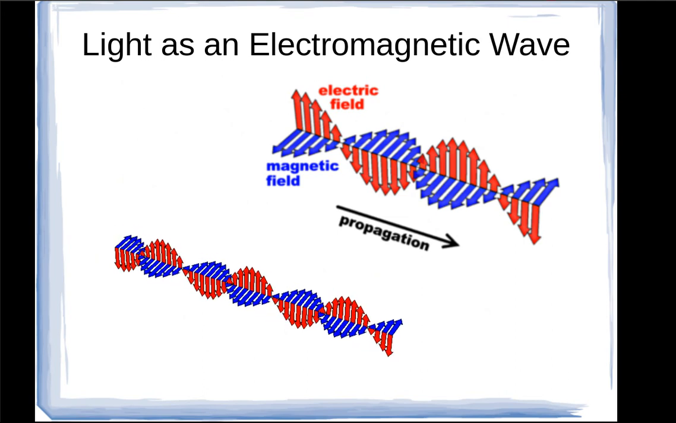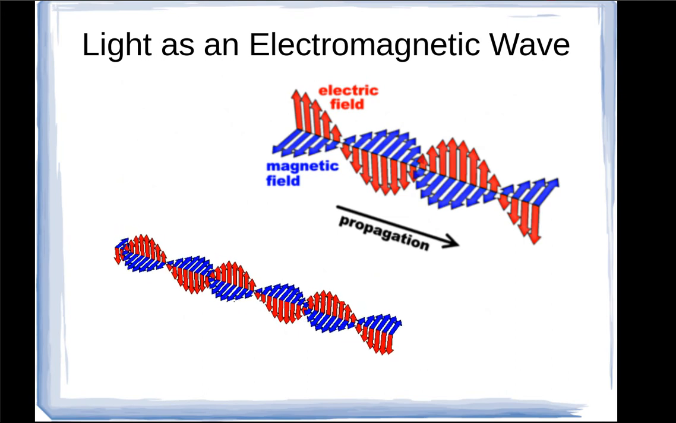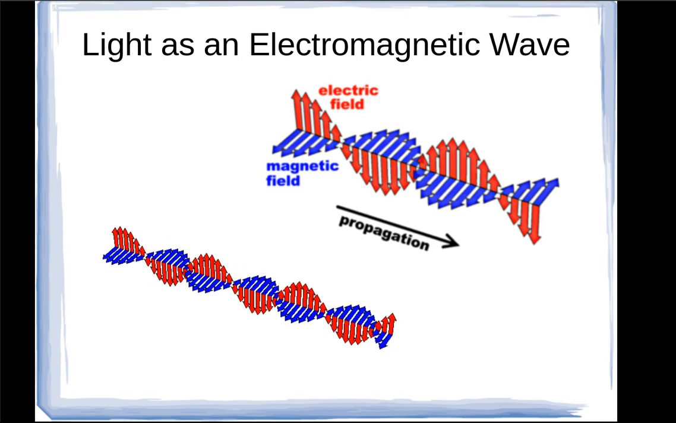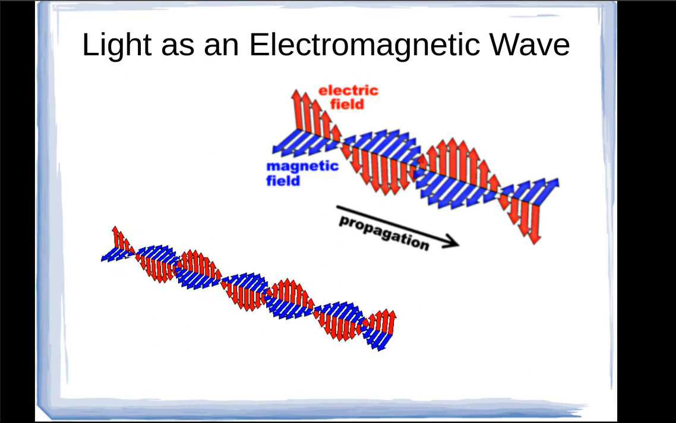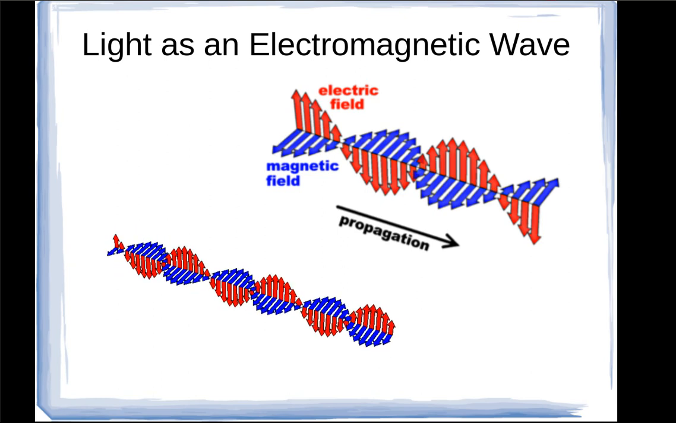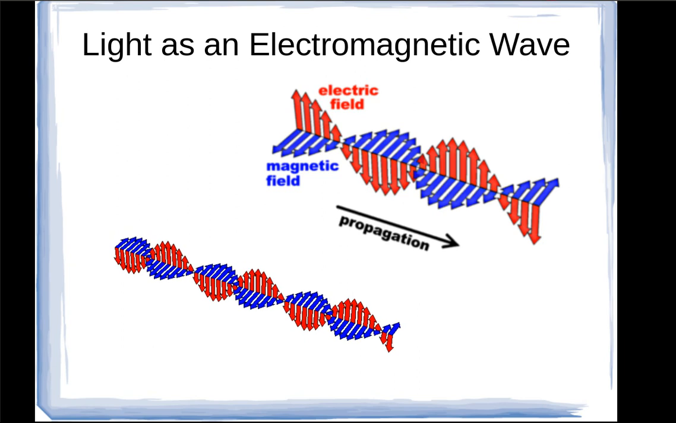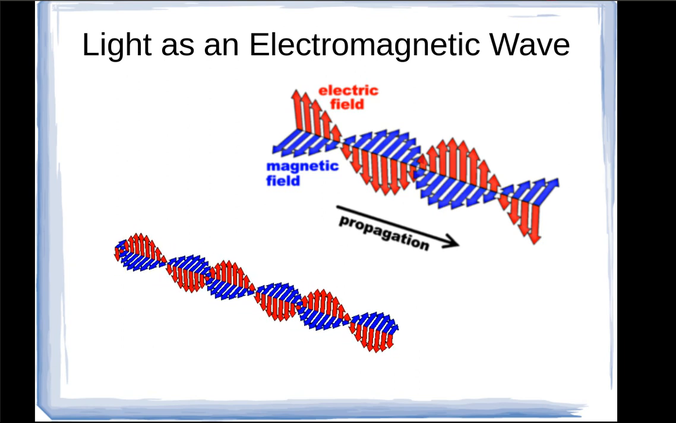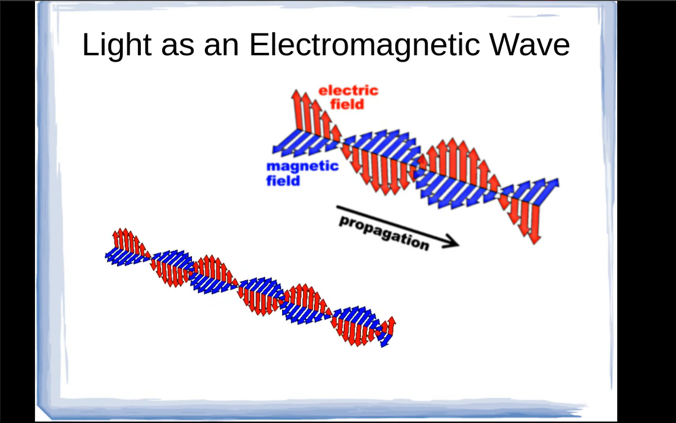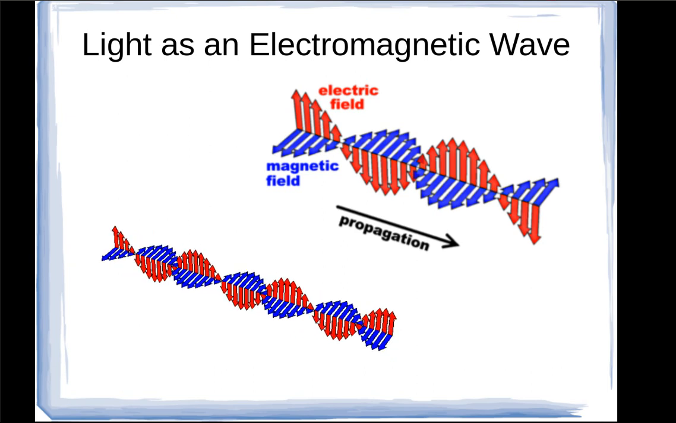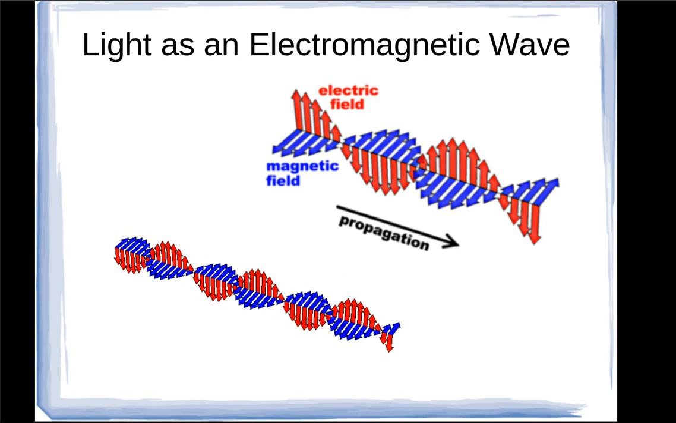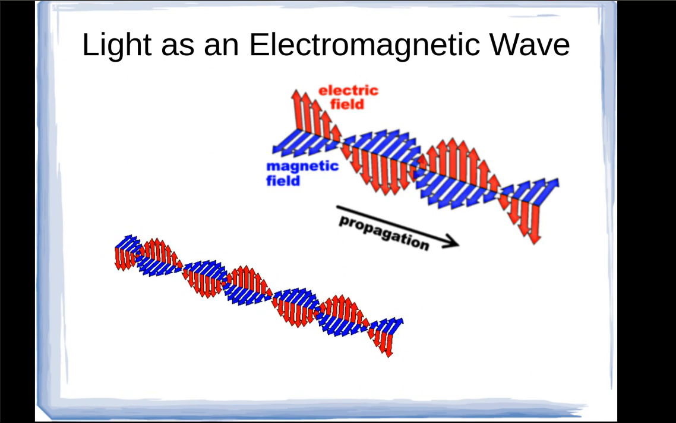So I want to begin with the model that I've been encouraging you to think of so far, which is light is a wave of electric and magnetic fields. And we've seen this before where the electric fields here are represented as red arrows and the magnetic fields are represented as blue arrows. A changing electric field creates a changing magnetic field, which creates a changing electric field, and it's a chain reaction that moves through space. And that is what light is, that chain reaction of changing electric and magnetic fields.